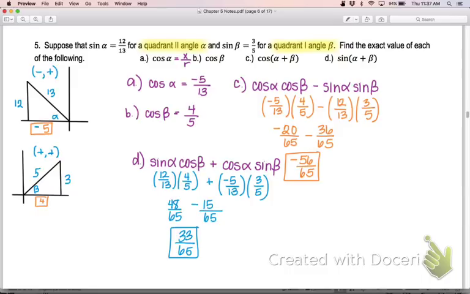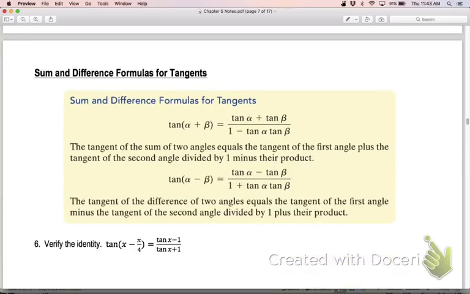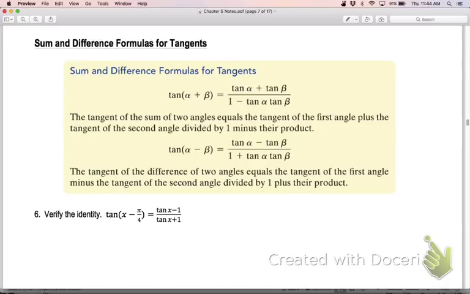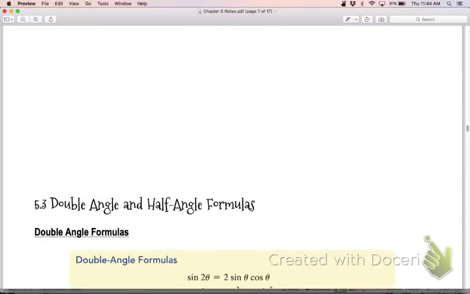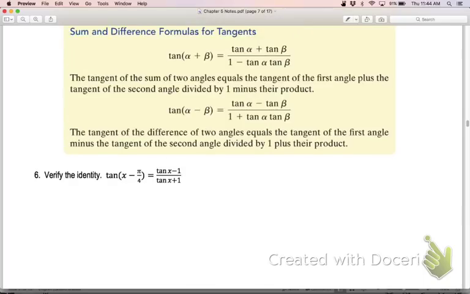Okay, little more work involved with those. You got to set up your triangles, but once you get it, it's just plugging into the formulas. Okay. Alrighty, the last thing to show you here is the sum and difference formulas for tangent. These are a little bit uglier, okay? Now, you can verify this identity here. I will post this on the notes with this one worked out.